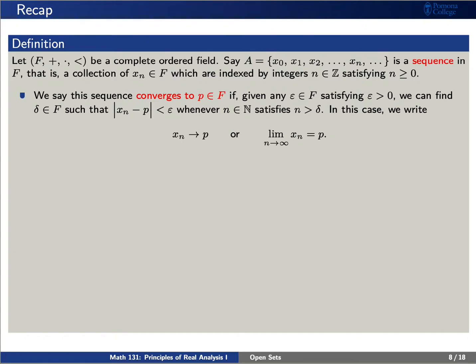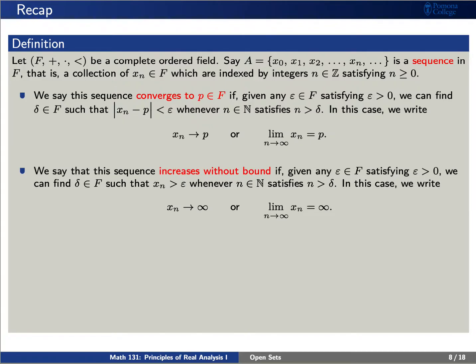We'll say that this sequence converges to an element p if, given a positive epsilon, we can find a delta such that, in absolute value, x sub n minus p is less than epsilon whenever n is greater than delta. In this case, we'll say that x sub n tends to p, or the limit as n increases without bound of x sub n equals p.